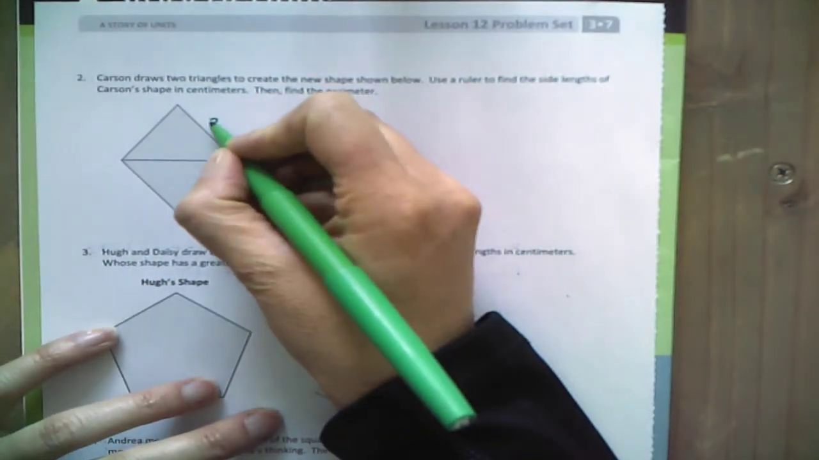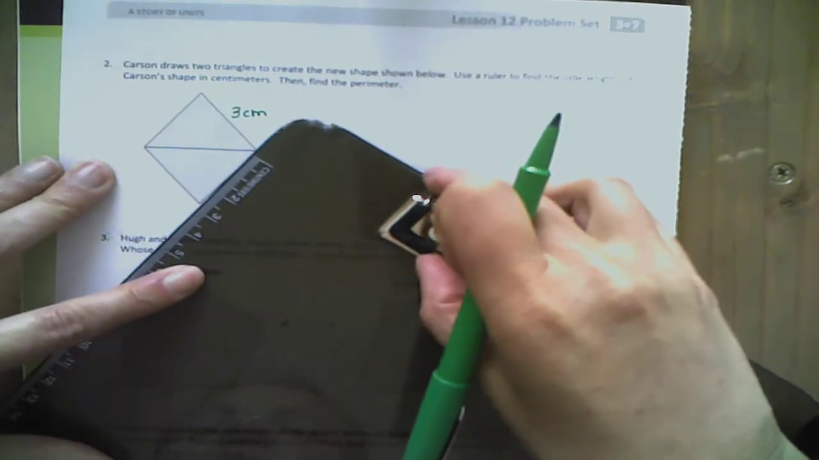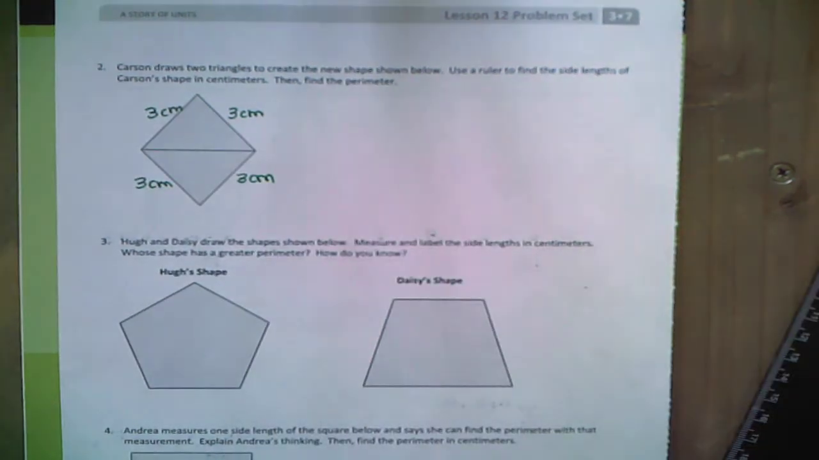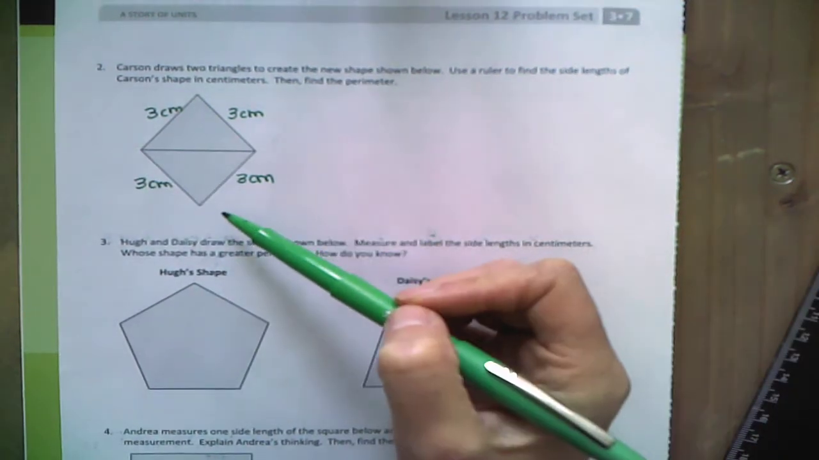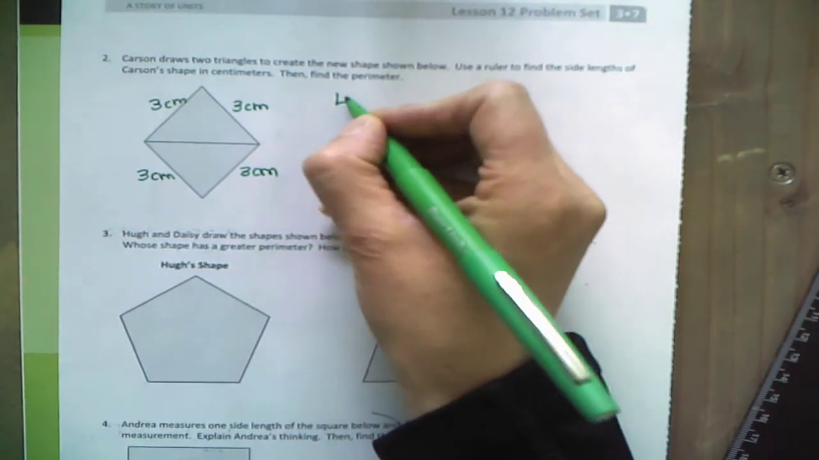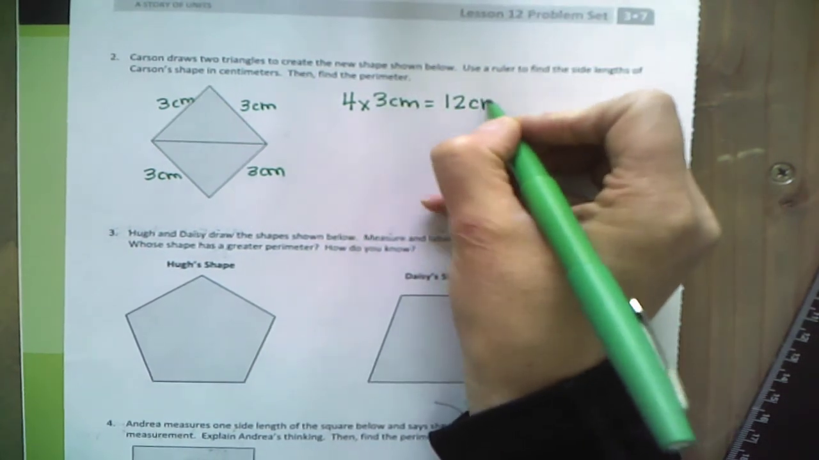I'm gonna measure this side first. This looks like 3 to me. I'm gonna say 3 centimeters. I wonder if they're all 3. That is 3 as well. So that means these are 3 as well. So now there's a number of ways you could do it, right? You could count by 3s. You could do 2 times 3 plus 2 times 3. You could do 4 times 3. I'm going to do 4 sides times 3 centimeters equals 12 centimeters.